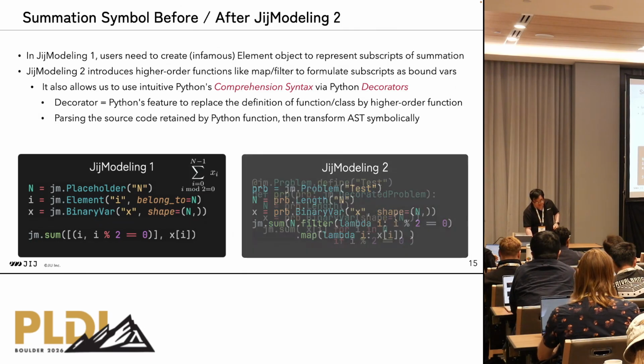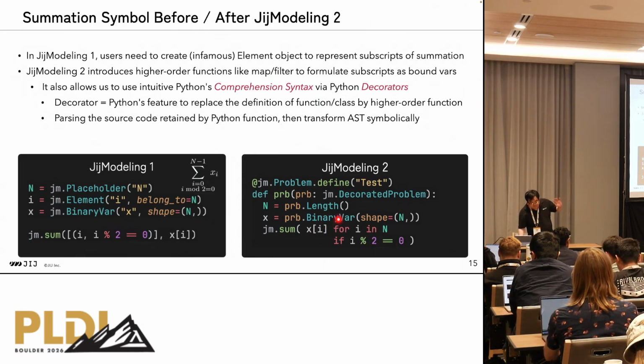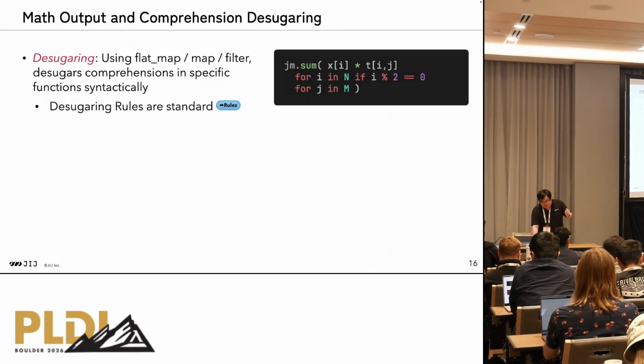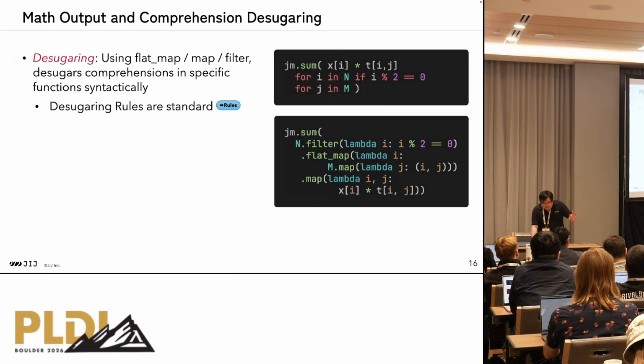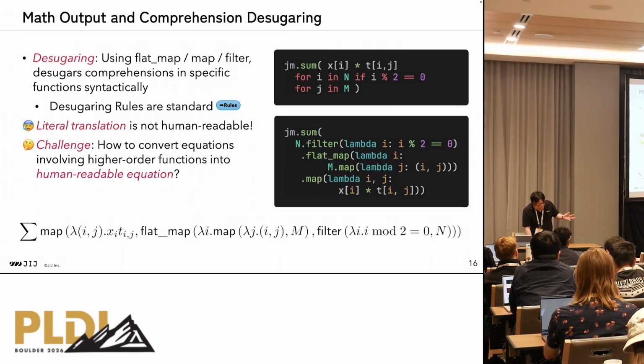We also introduced Python decorators that allow users to write those expressions using comprehension syntax like this. Under the hood, it produces function source code and performs symbolic transformation on the AST. When we process comprehension syntax, we desugar it using flat map and filter as in the standard transformation. So it gets like this. This is fine as an internal representation, but if we translate it literally to mathematical output, the result is not human readable. So the challenge is, how can we convert expressions involving higher order functions back into human readable mathematical equations?